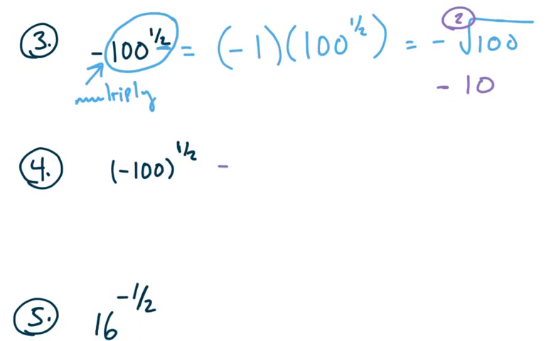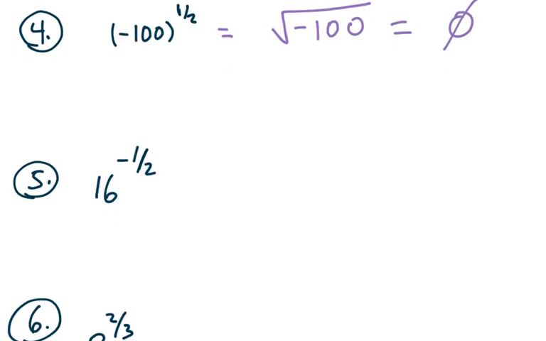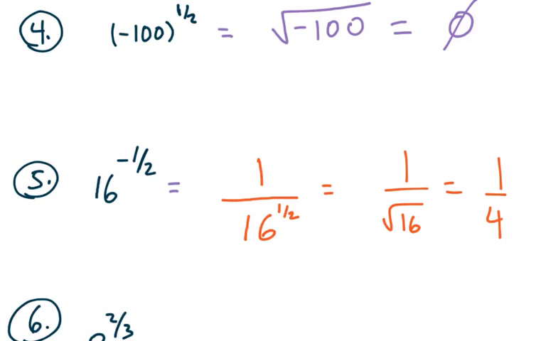Now, number 4, because it is in parentheses, means the square root of -100, which for now we're saying we do not know. Then in number 5, what you can see is that this is really just a review of exponent rules from 6.1. Negative means reciprocal, which is just a fancy way of saying that you move the number to the denominator. So this is 1 over the square root of 16, which is 1 over 4.